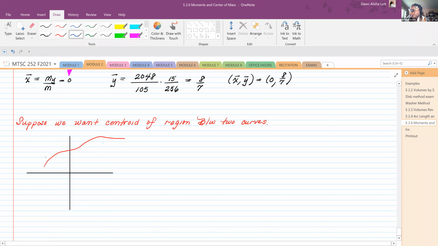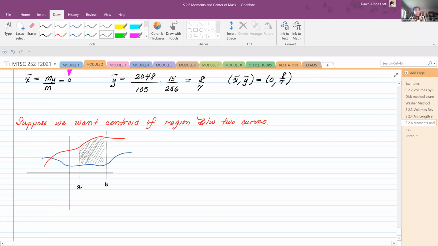There's one curve. Here's another curve. Okay, A and B. So here's my region now. My region is this area in between. It's the area between these two curves, and I want to find the center of mass.